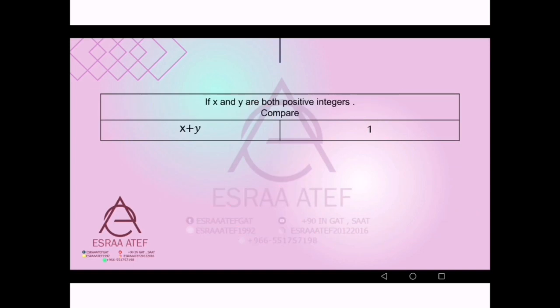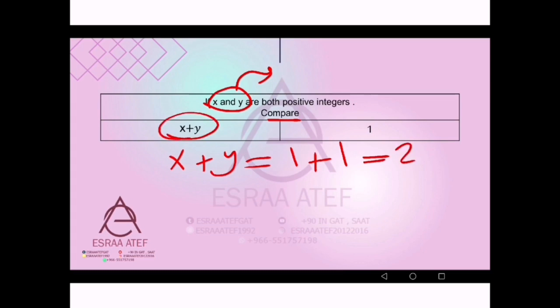Next one, if x and y are both positive integers, compare x and y. They are positive, so they are not zero. Zero is not positive or negative. So for x plus y, the least numbers we can use are 1 plus 1, because they are positive. So x plus y will be more than 1.